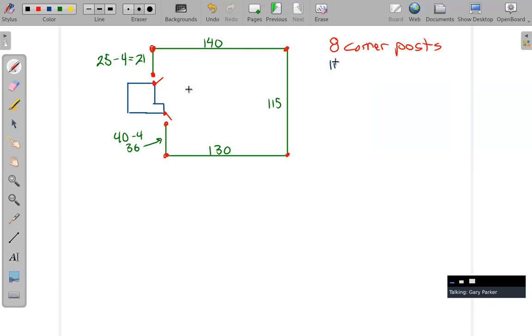So inline posts, every 8 feet. And then we need the total length of fence. So let's see, might as well do the inline posts. How many do we need? Well, let's see, for the 130, every 8 feet. If we split 130 into 8-foot chunks, that'd be 130 divided by 8. What's that going to give us?